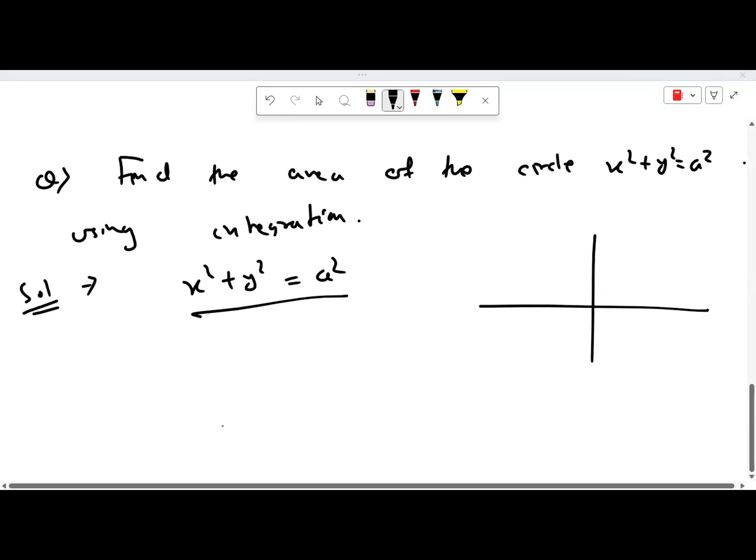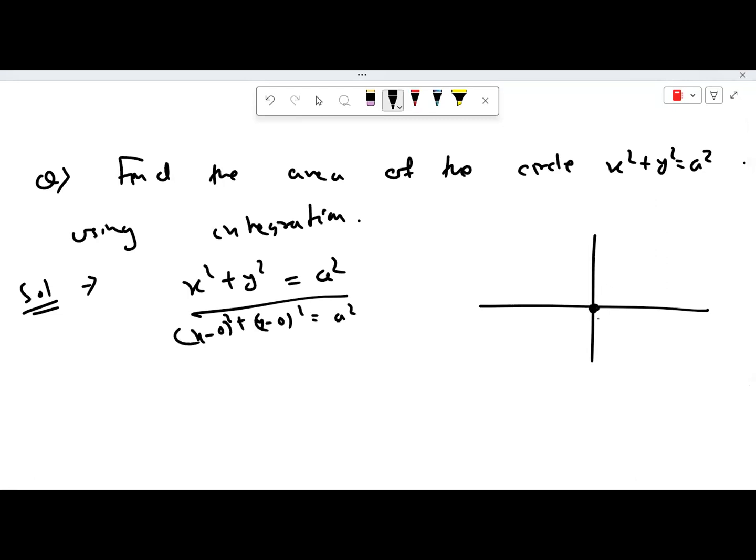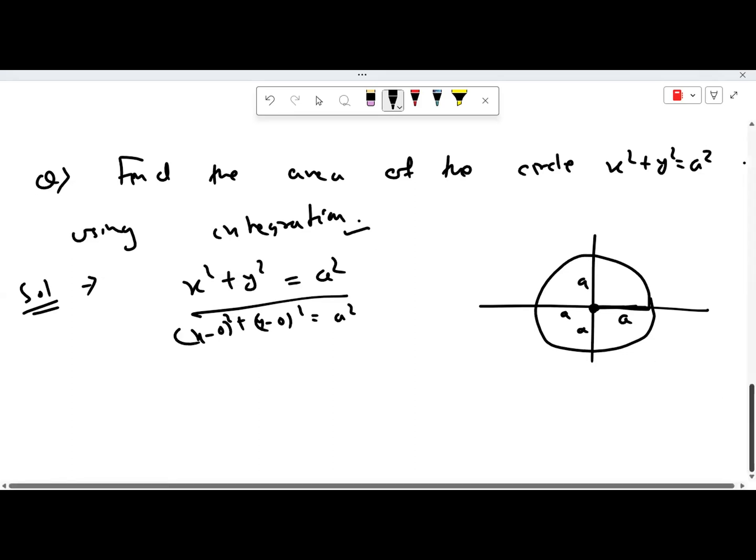Zero is the center. 0, 0, right? This is (x minus 0) square plus (y minus 0) square equals a square. So origin is the center. What is the radius? a. So we have to draw a circle where the center is origin and the radius is a. We have to find this area, and they have mentioned using integration; pi r square we could have just written, but we have to find the area using integration.